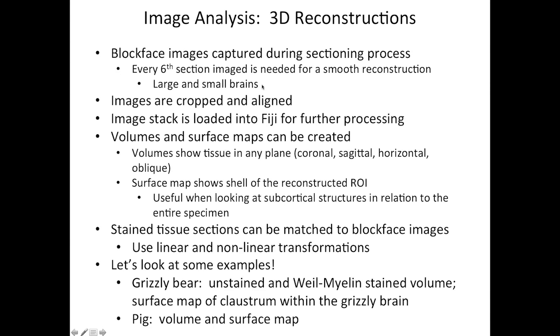So with these image stacks, we can create volumes, but also surface maps. So the volumes will show tissue in any plane. The tissue may have been sectioned in the coronal plane, but once we have these images combined, you can actually go through and see the brain sectioned sagittally, horizontally, and even oblique sections. So you can go in at really any angle that you'd like and take a peek inside.